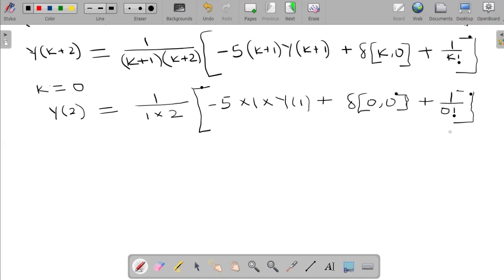Simplifying this, we are going to have 1 over 2 into 5 times our y of 1, which is A, plus the Kronecker delta of 0, 0, that will be 1, then plus 1 over 0 factorial, that is 1.